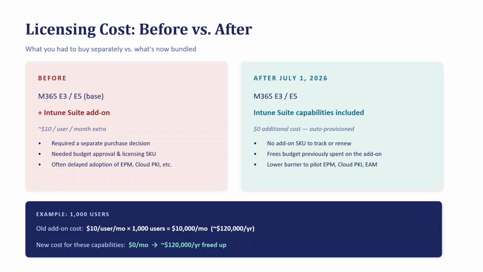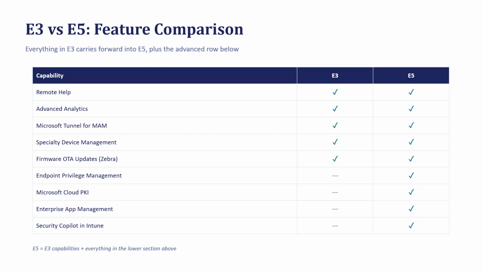Okay, so this is a big change, and that's why I thought let's create this video so that you will get more understanding about this particular change. Let's now talk about what features are included in E3 and what features are included in E5. As I mentioned, the majority of the security features are added to the E5 bundle, not in the E3 bundle.